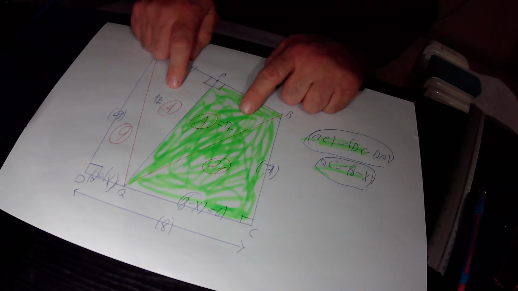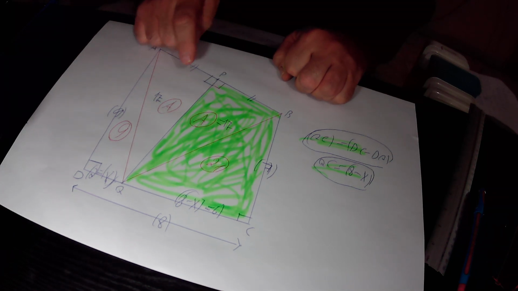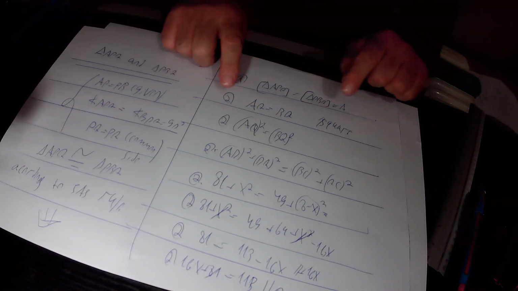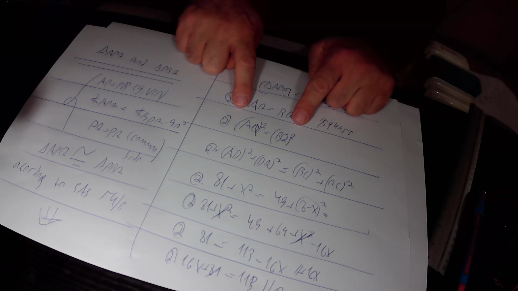Those two triangles can go into each other, therefore their corresponding sides, that is to say AQ and BQ, must also be equal in length. So AQ equals QB. Here we squared both sides of this equation and found that AQ squared equals BQ squared.